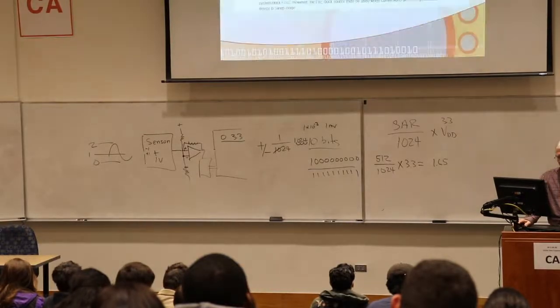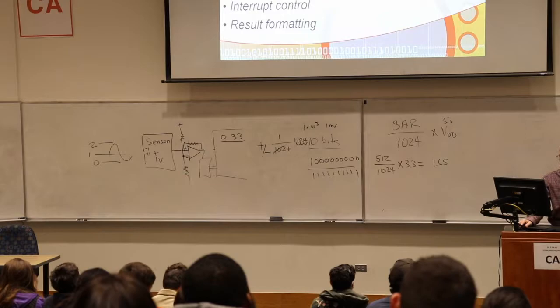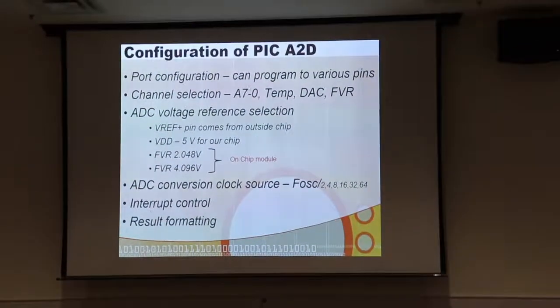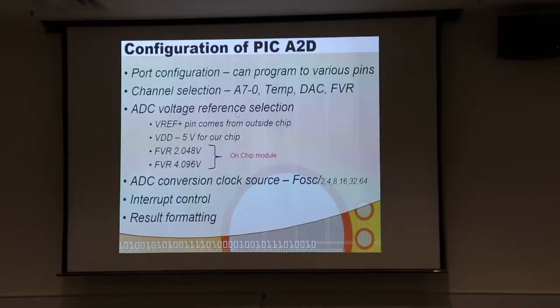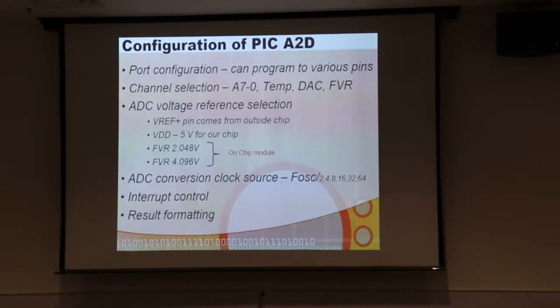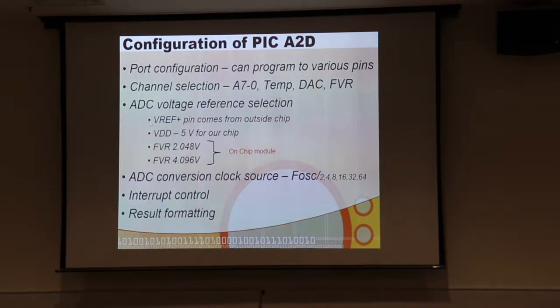So here are the things you have to configure. You have to decide what pin you're going to use to bring in your signal, and so you want to set that up. And then, are you going to use some internal signals? Then you have to decide what you're going to use for your reference. Are you going to use one of the fixed voltage references to make your math a little easier? Are you going to use an external reference signal? Are you just going to use the ground and VDD that's on the chip? How's that going to work?